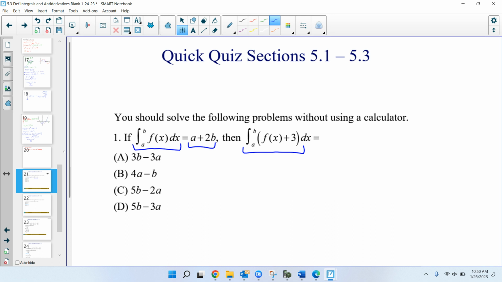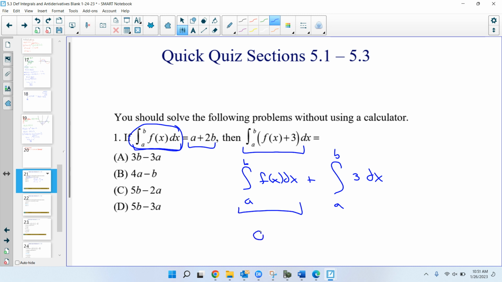Would you like the geometric explanation or the calculus explanation? Okay. I would rewrite this as the integral from a to b of f of x dx plus the integral from a to b of 3 dx. Are you with me? Why would I break it up? Because I know what this part is. I know that is a plus 2b. Now the only thing left to find is what this is.